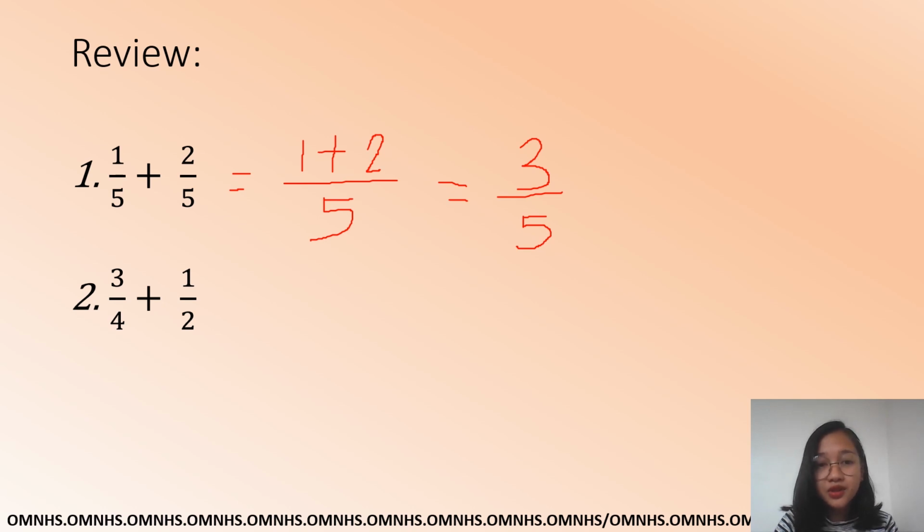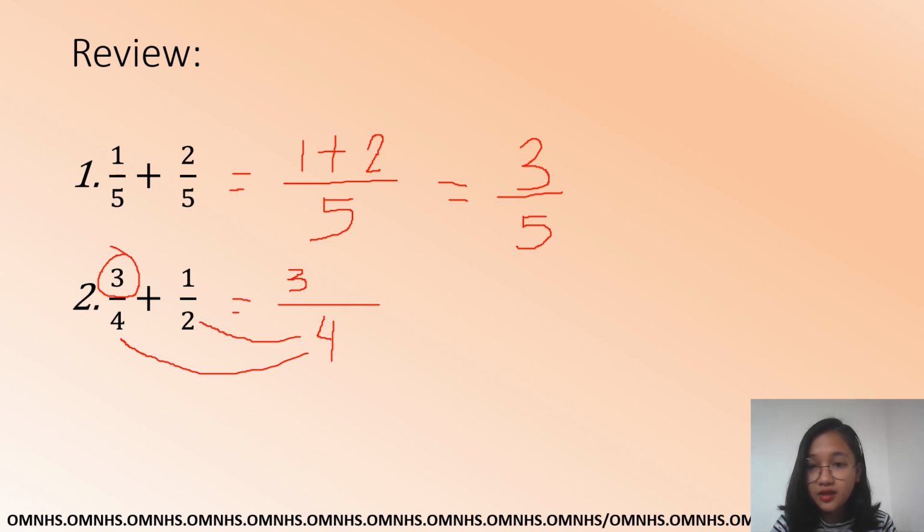Okay, example number 2, 3/4 plus 1/2. They have different denominators, so we have to look for their LCD, and their LCD is 4. So 4 divided by 4 is 1 times the numerator 3, so the answer is 3. And the next, 4 divided by 2 is 2 times the numerator 1. So 2 times 1 is 2.